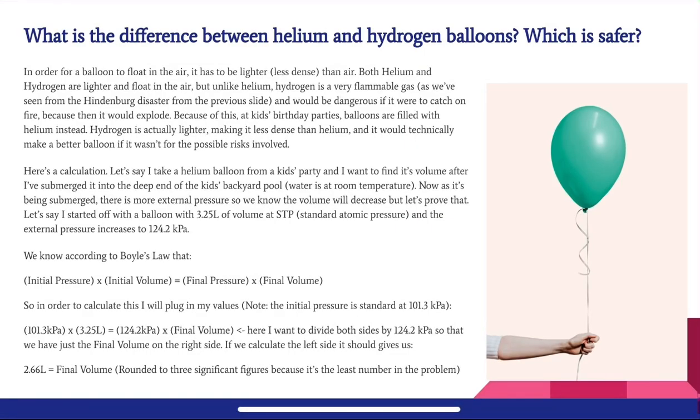Now, what is the difference between helium and hydrogen balloons, and which is safer? In order for a balloon to float in the air, it has to be lighter, less dense, than air. Both helium and hydrogen are lighter and float in the air, but unlike helium, hydrogen is a very flammable gas. And as you've seen from the Hindenburg disaster from the previous slide, it would be more dangerous if it were to catch on fire, because then it would explode.